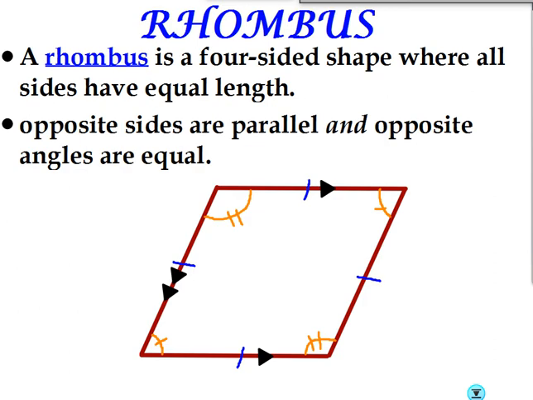The next type of quadrilateral is a rhombus. A rhombus is a four-sided shape where all sides have equal length. Opposite sides are parallel and opposite angles are equal. Again, notice the blue lines denote that they have equivalent lengths of sides. The black arrows denote parallel sides, and the orange hash marks and curves indicate equivalent angles.